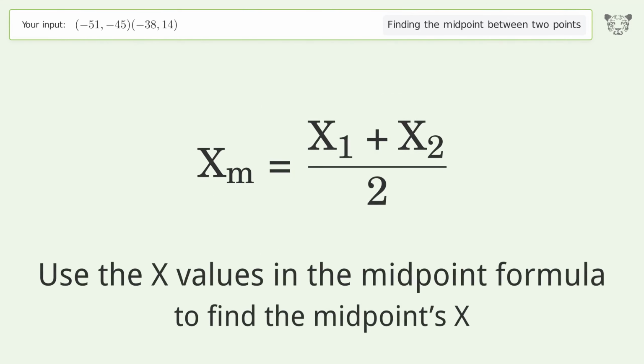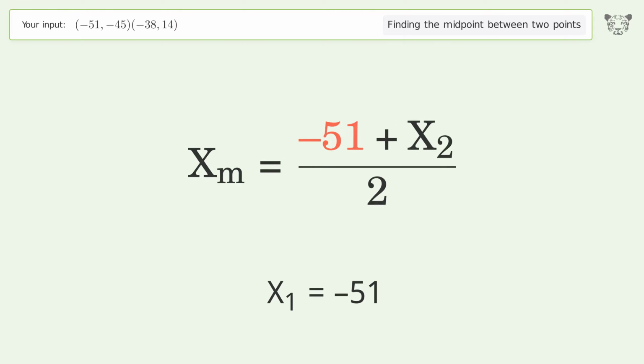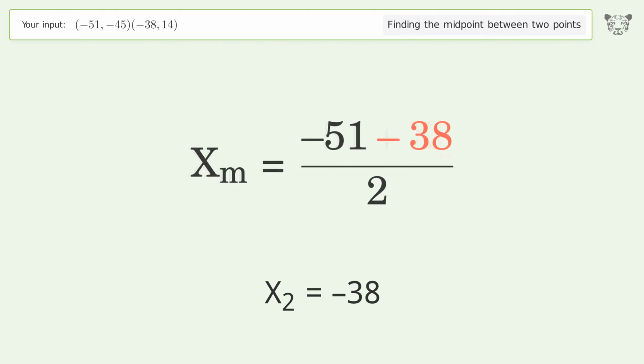Use the x values in the midpoint formula to find the midpoint's x. x1 equals -51. x2 equals -38. Simplify the arithmetic.